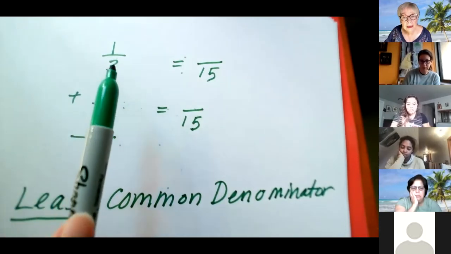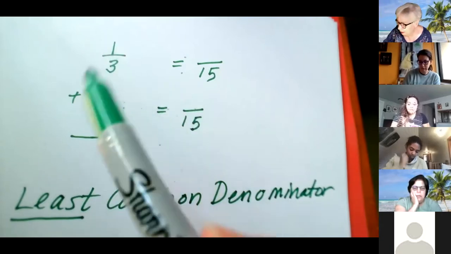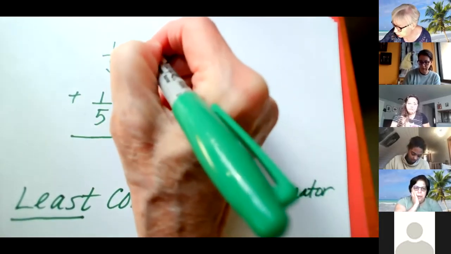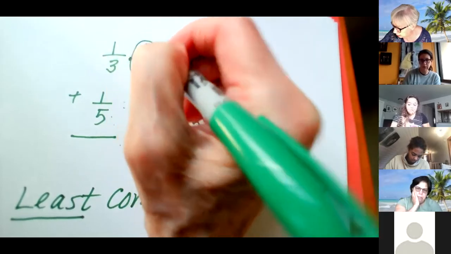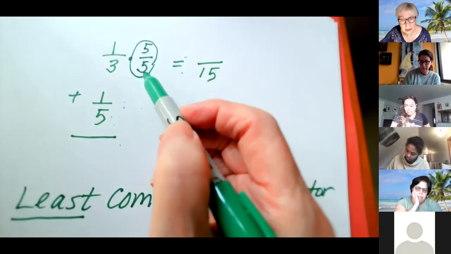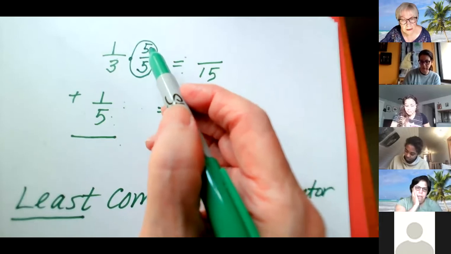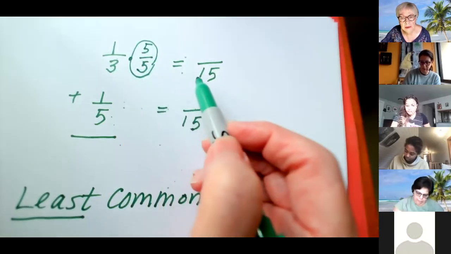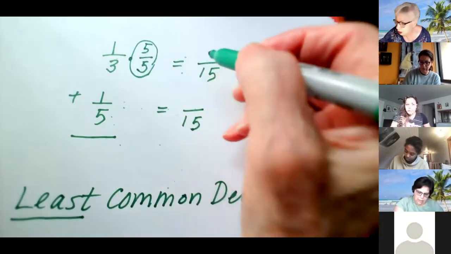Because 3 can divide into 15 by multiplying by 5. And once you multiply the bottom by 5, you multiply the top by 5, which is equal to 1, and not really change it. 3 times 5 is 15. 1 times 5 is 5.